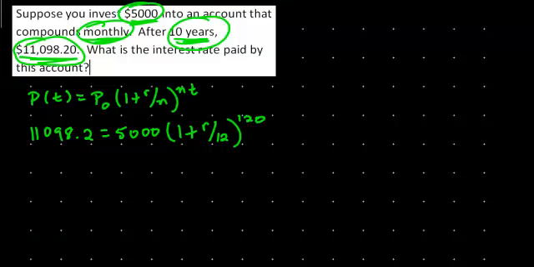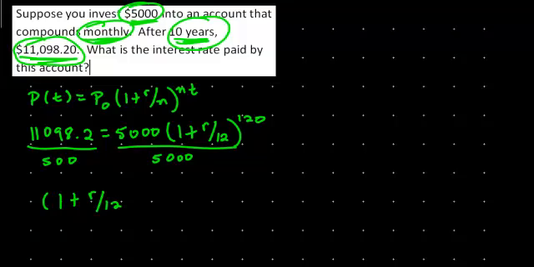Okay? So I need to get R by itself. So the first thing I'm going to do is divide out by 5,000. And we get that 1 plus R over 12 raised to the 120 equals 11098.2 divided by 5,000. Okay, so the issue is now this 120 there. That R is trapped in something that I'm raising to the 120th power.